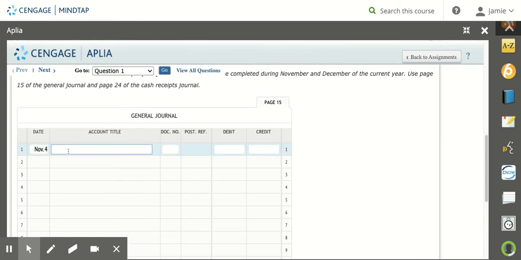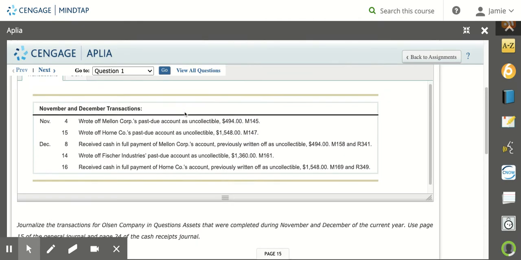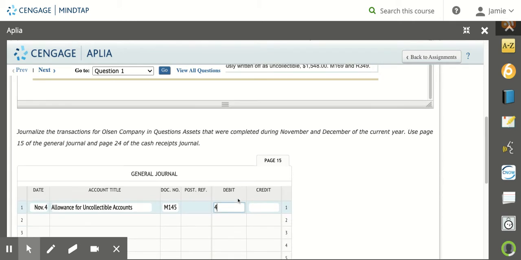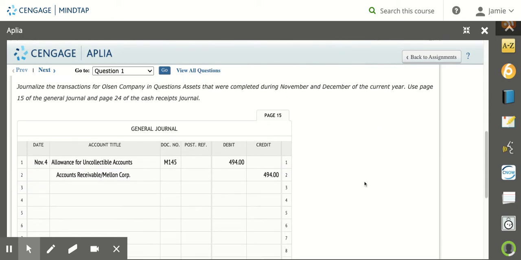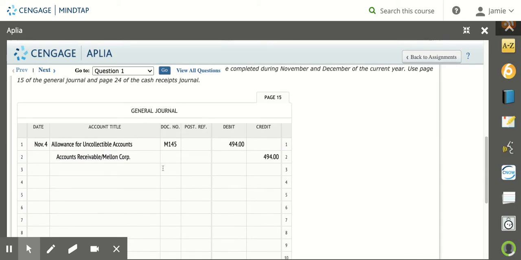So we need to debit the allowance for uncollectible accounts. Their balance is $494, so we're going to write that off. And then credit or decrease accounts receivable. So that is our transaction. By crediting accounts receivable Mellon Corp, we are eliminating their balance. No longer do they show that they owe anything.